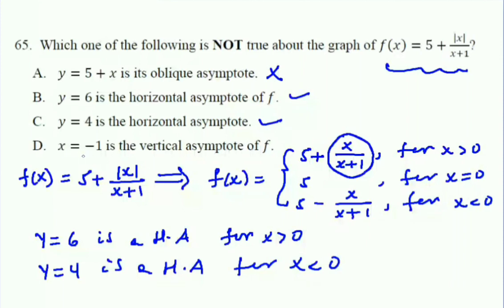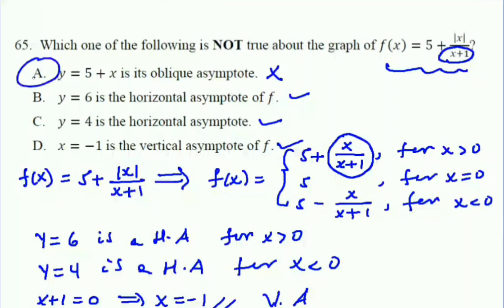And the last one, x equals minus 1 is a vertical asymptote. Definitely, we obtain the vertical asymptote by setting the expression in the denominator to 0. x plus 1 equals 0 implies x equals minus 1. Therefore, this is a vertical asymptote of this graph. So all these statements B, C, D are true, but A is false. Therefore, A will be the answer for this problem.